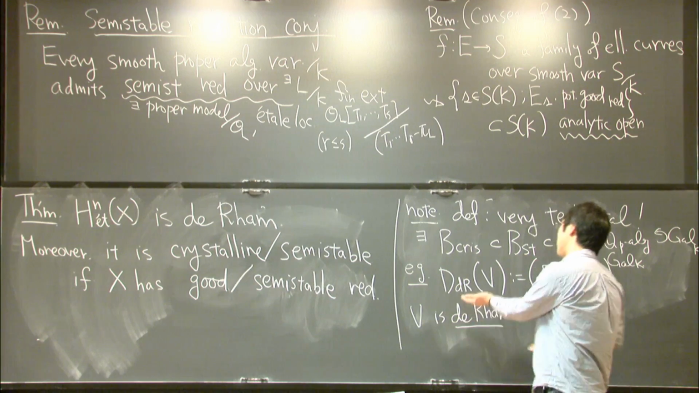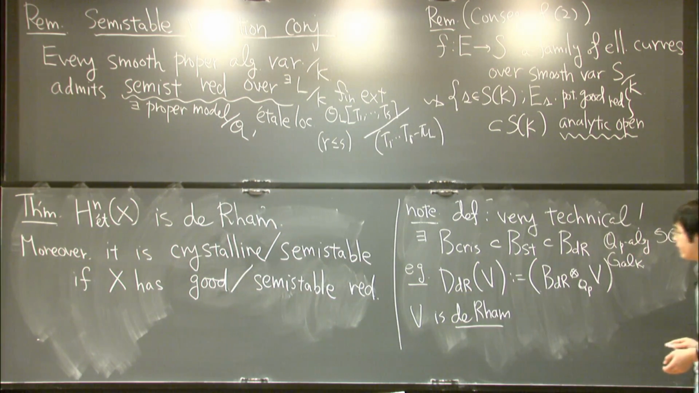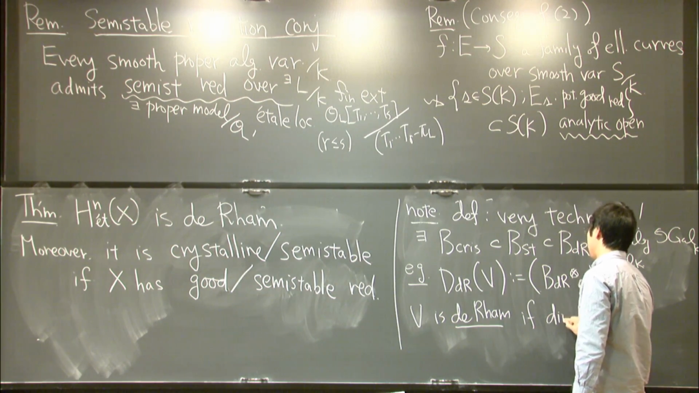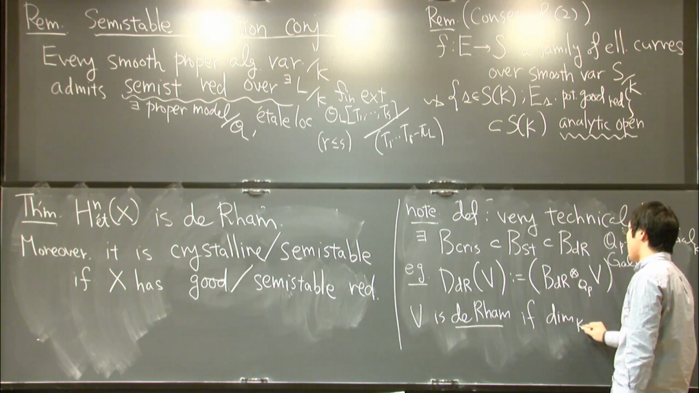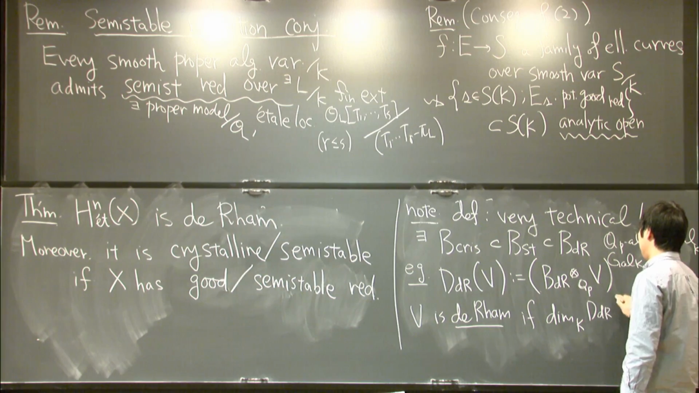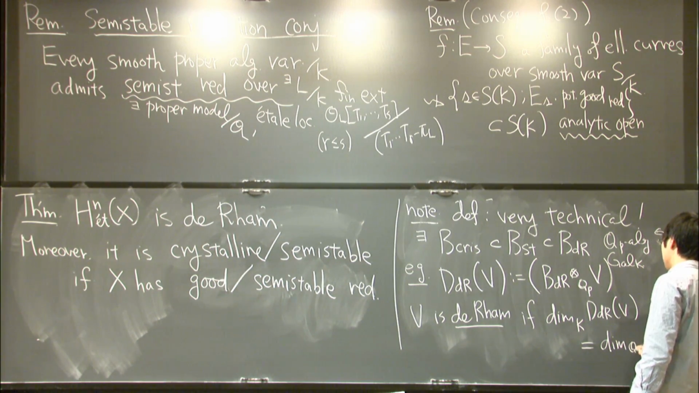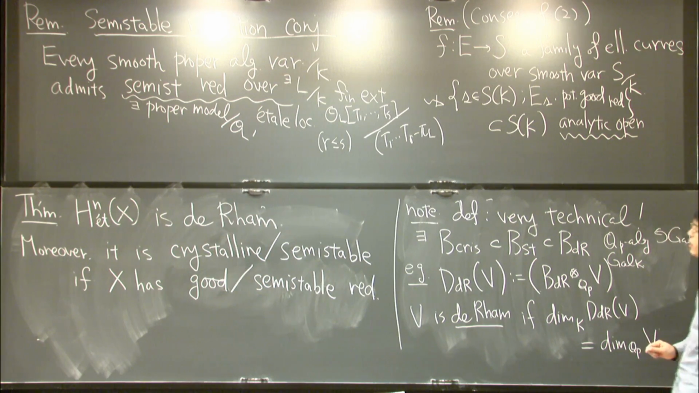it turns out this is a K-vector space. And then the definition is that this vector space has the maximum possible dimension, namely it is equal to the dimension of the original representation. And essentially, you can give a similar definition for the other classes.